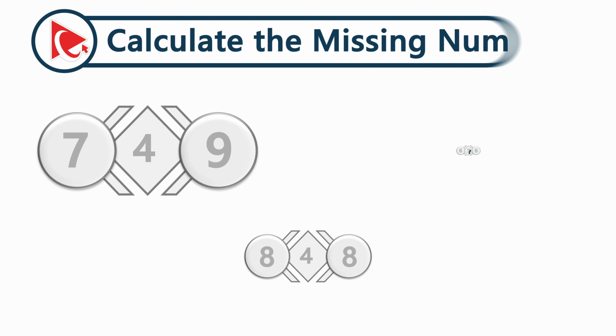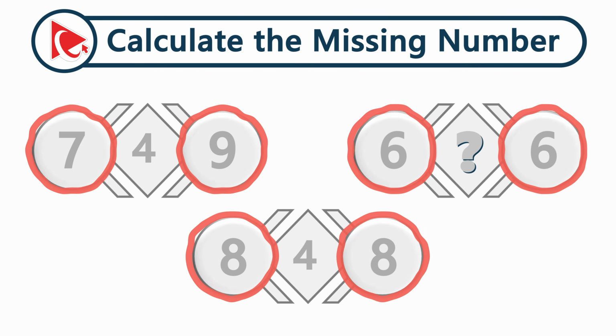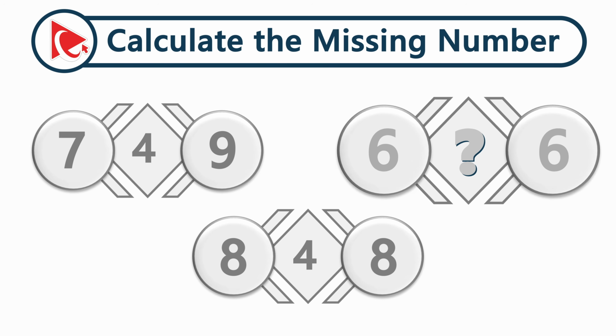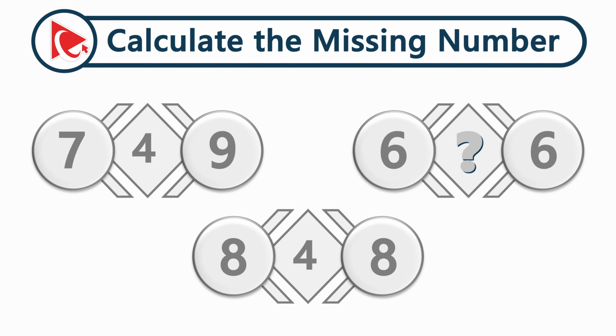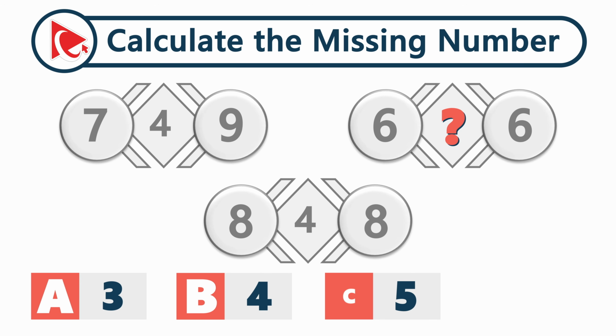You're presented with 3 cool-looking shapes. Maybe these are flying bees. Each shape has 2 circles on the outside and 1 diamond. First shape has numbers 7, 4, and 9. Second shape has numbers 8, 4, and 8. And then the third shape has numbers 6 and 6 on the outside and then a missing number in the middle, which you need to calculate and select out of 4 possible choices. Choice A, 3, choice B, 4, choice C, 5, and last but not least, choice D, 6.